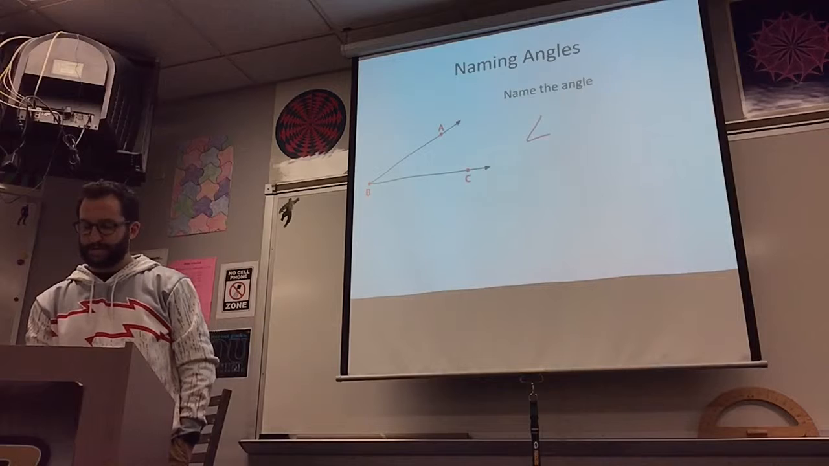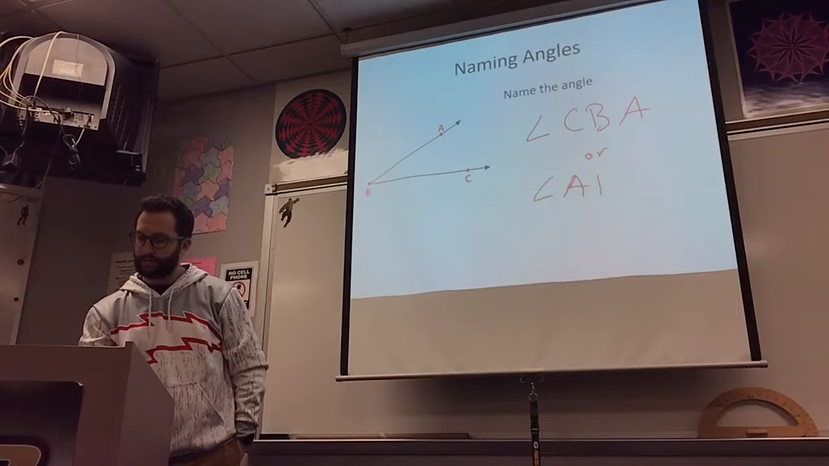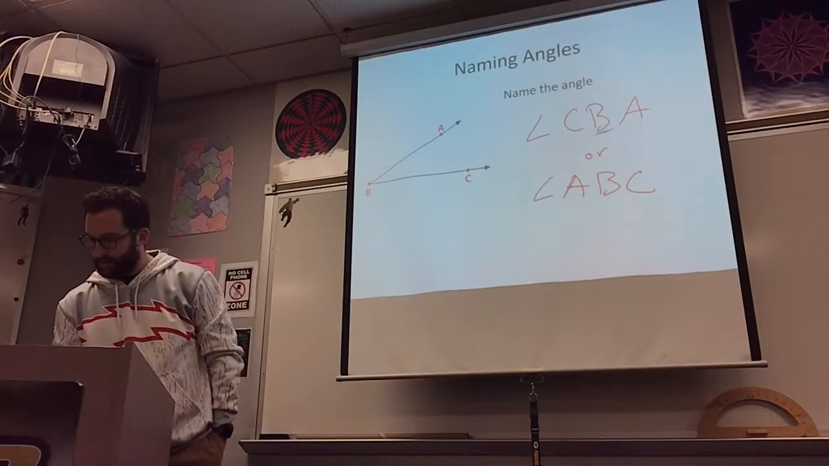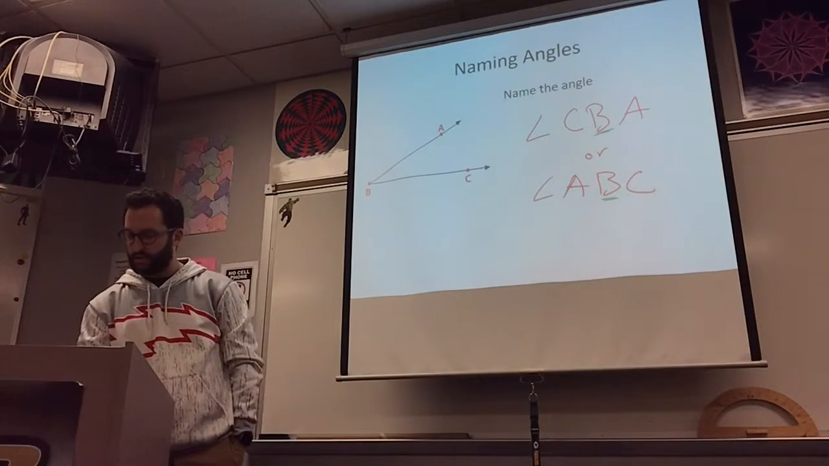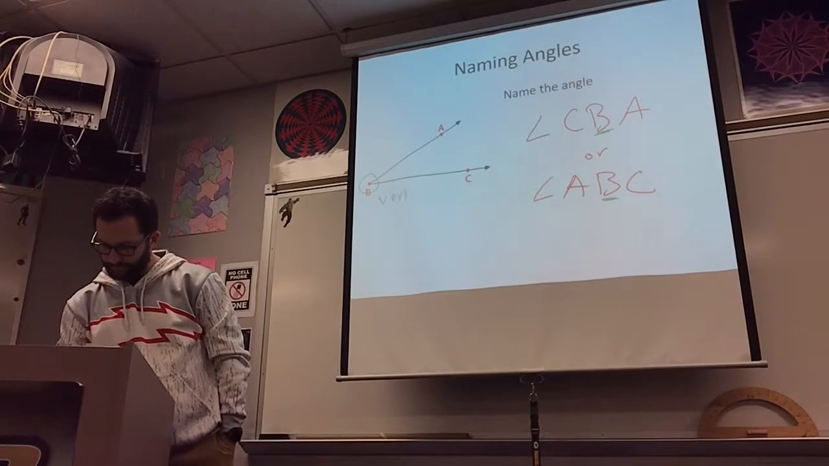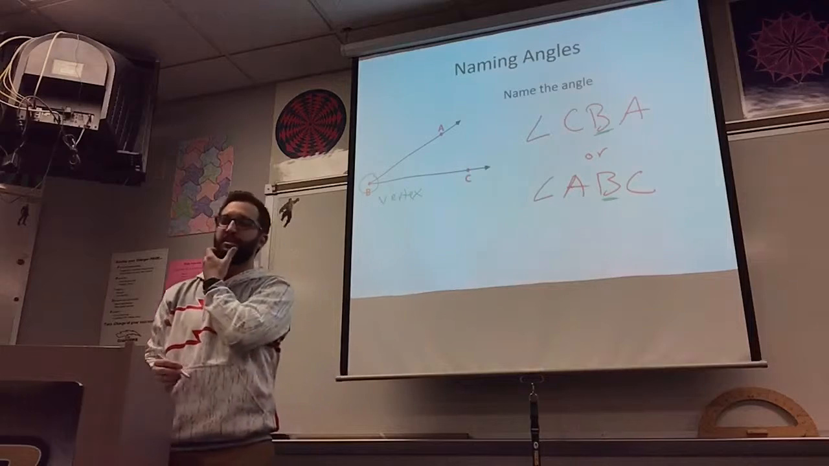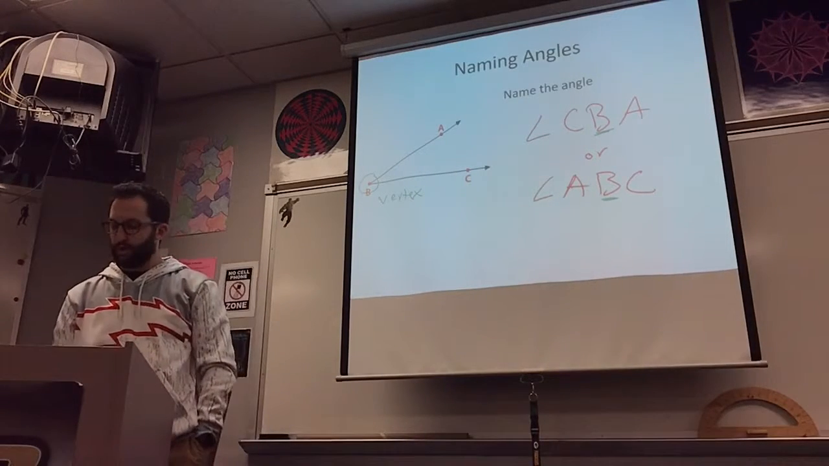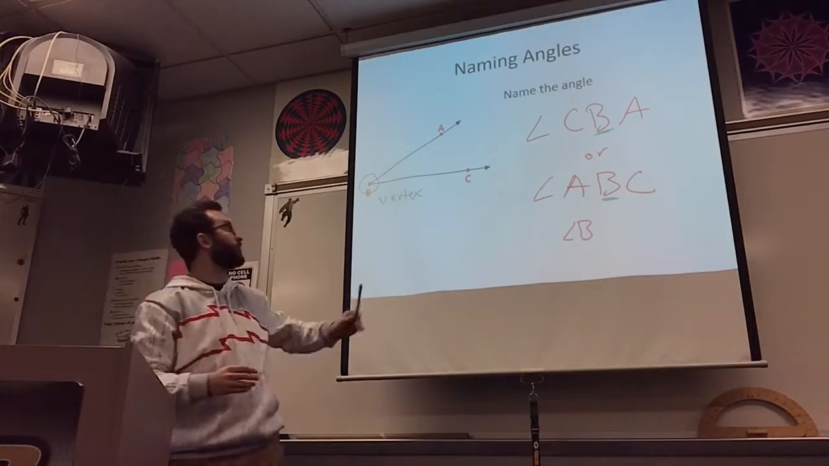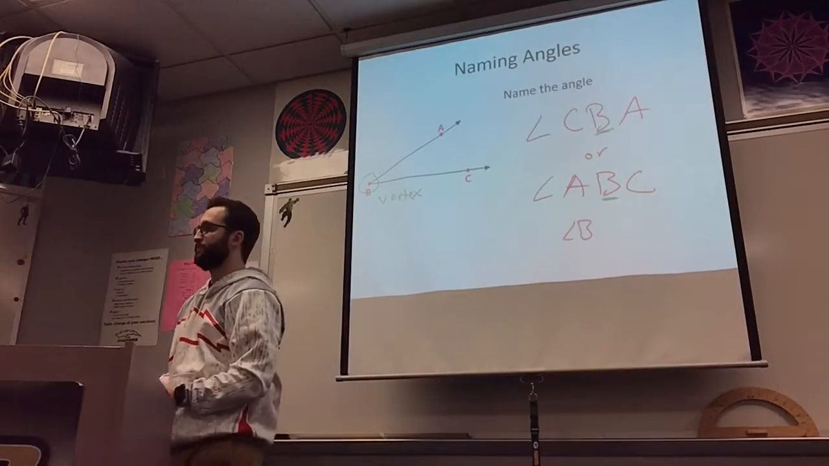This is angle what? CBA? Or angle ABC. What do you notice is in common between these two? B is the middle because B has a special name. B is called, it starts with a V, the vertex. Good. B is the vertex. So you can start on either end, but B must be that center one. This angle could also be called angle B because there are no other angles that share that vertex. If there are other angles that share that vertex, you cannot call it angle B.